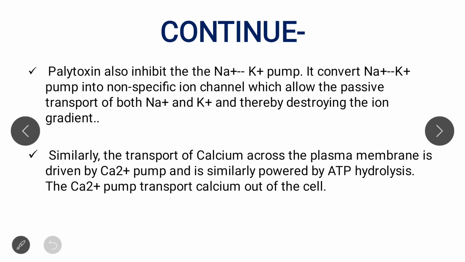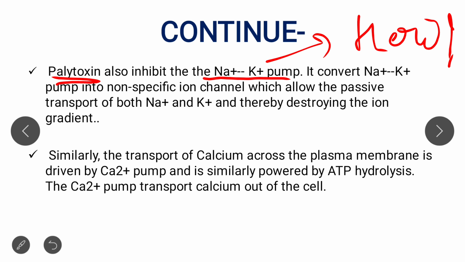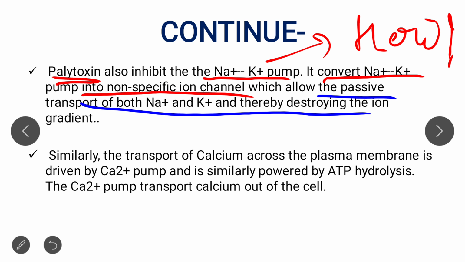Yes, there is another inhibitor that inhibits the sodium potassium pump, and that inhibitor is palytoxin. What does palytoxin do? It inhibits the function of the sodium potassium pump. How does it inhibit? It converts the sodium potassium pump into a non-specific ion channel, and because of this, it allows the passive transport of both sodium and potassium, destroying the ion gradient.